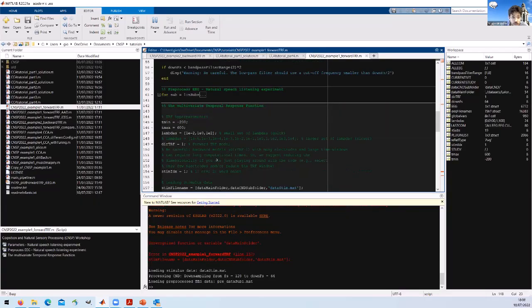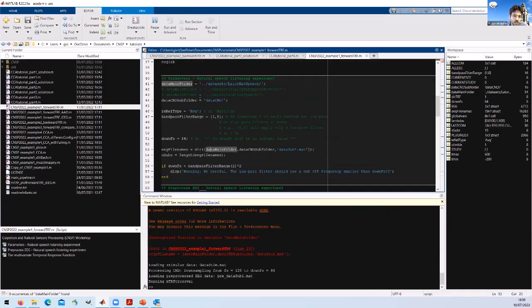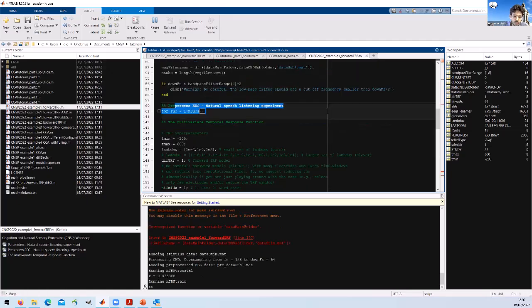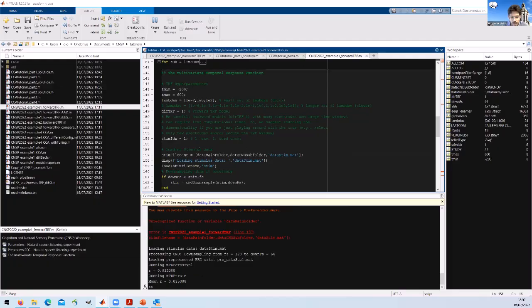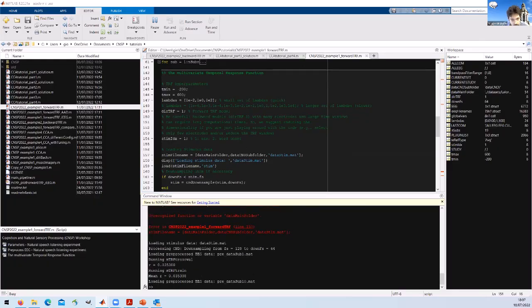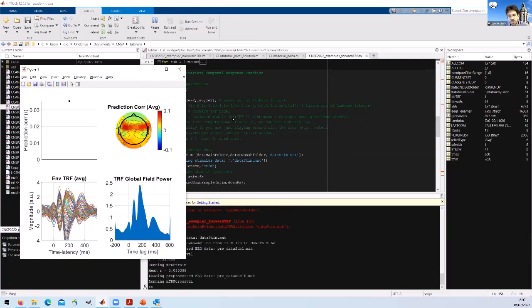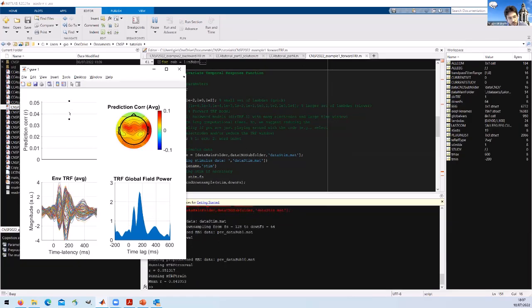So you need to run each of these sections. Like you need to run the parameters, of course. You can skip the pre-processing if you did it already, and then you have to run this. So I'm running the forward TRF. This is what you have already, and it's running the forward temporal response function for each subject.